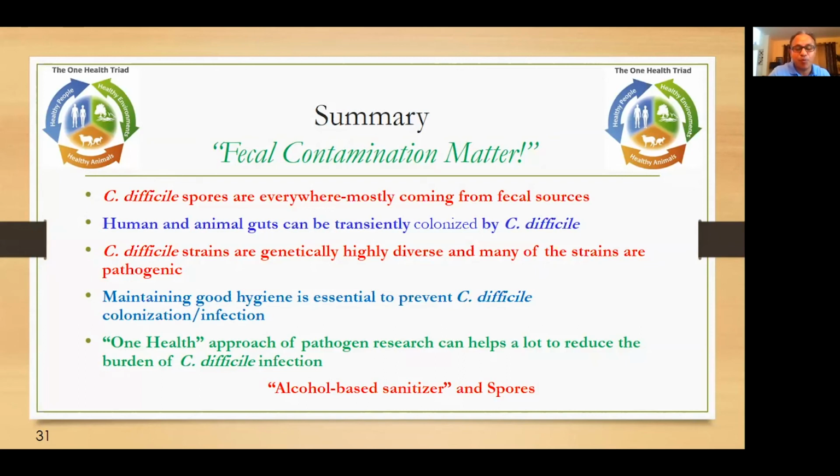That is really important. Nowadays, alcohol-based sanitizers are very popular in the hospital and in the healthcare system, but that will not prevent or kill the C. difficile spore.